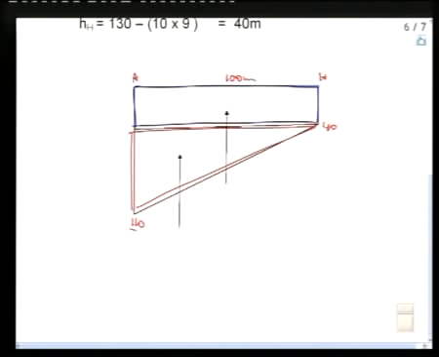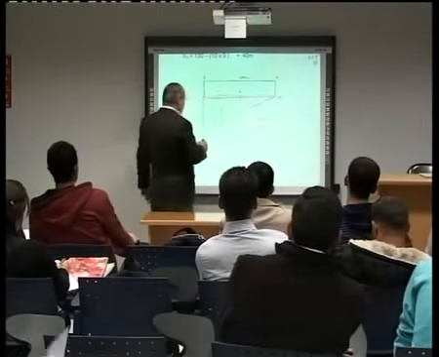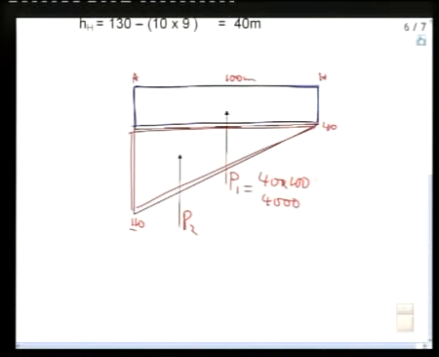Now, for the rectangle, P1 is 40 by 100, right? So it's 4,000. The area of this rectangle is 40 by 100. This is P1.